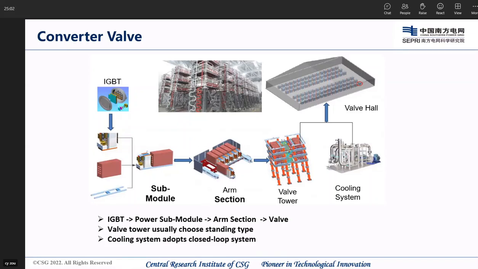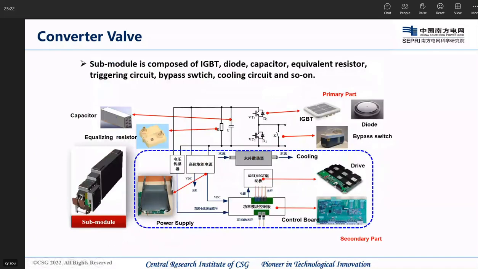And you can see this one, this is a submodule. You can regard it as one thyristor in LCC, but this one will be much bigger than a thyristor. So this is the typical submodule in MMC. It is mainly composed of 2 IGBTs, IGBT1 and IGBT2, a capacitor, and 2 diodes. And also the bypass switch.